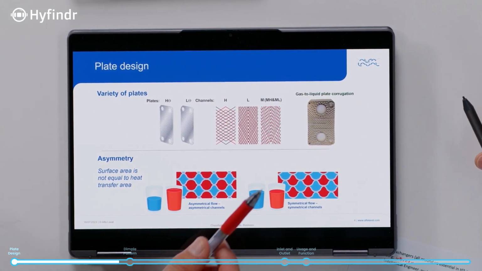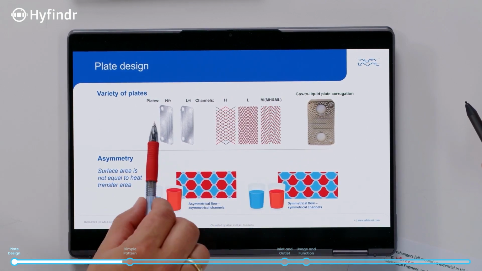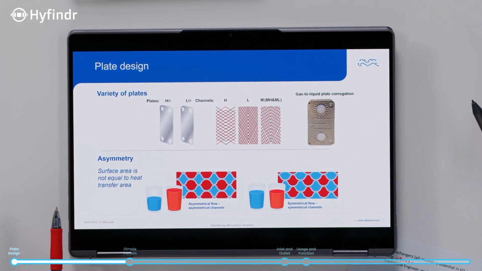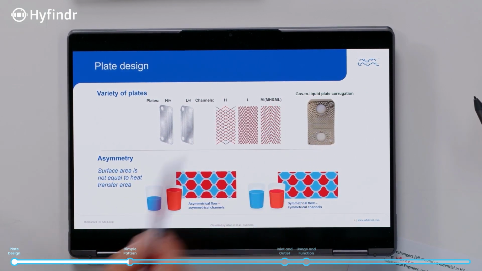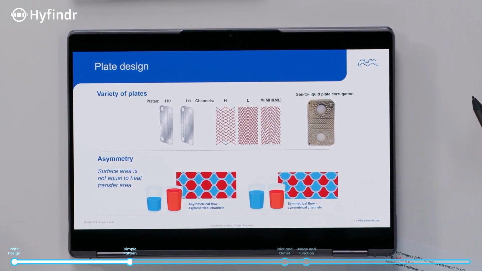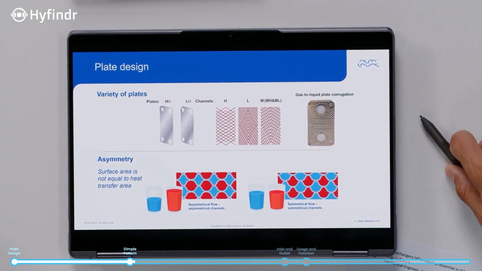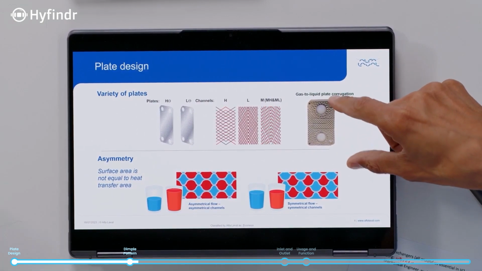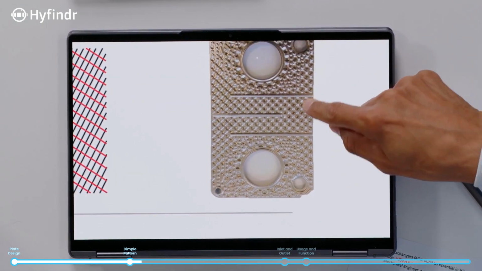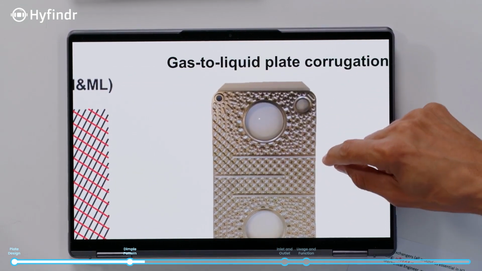As well as, let's say here, not only the standard fishbone pattern, as we call it, we also see a so-called dimple pattern. And the dimple pattern is very useful when it comes to gas to liquid applications. Oh, yeah, we can see that here. That looks very interesting.